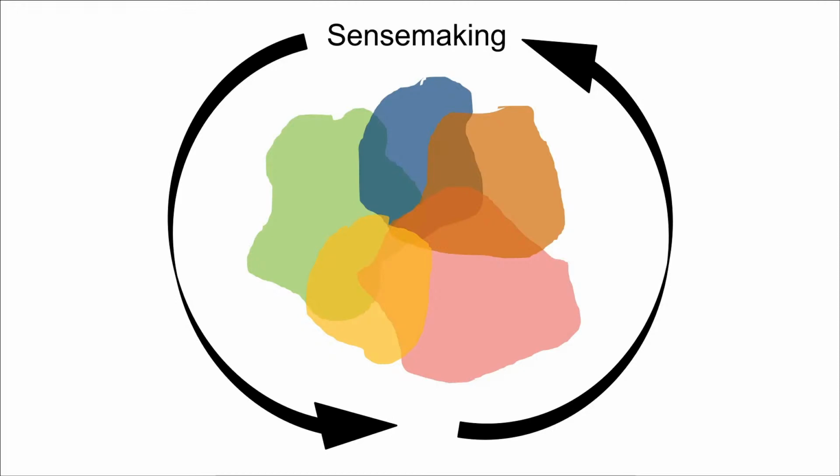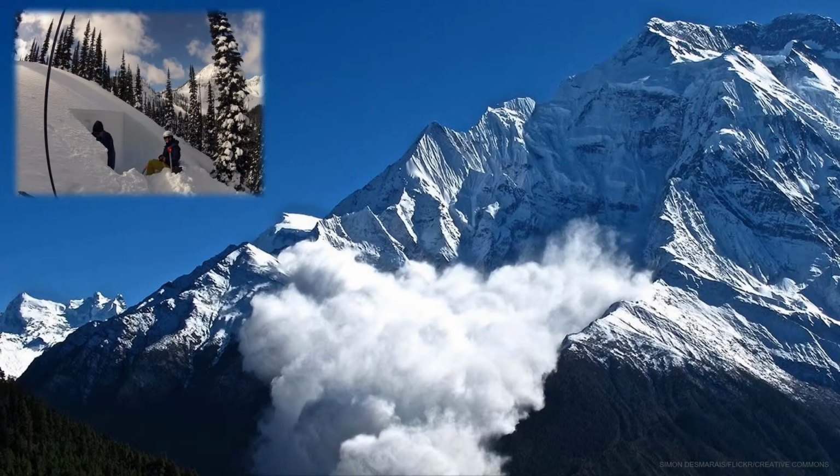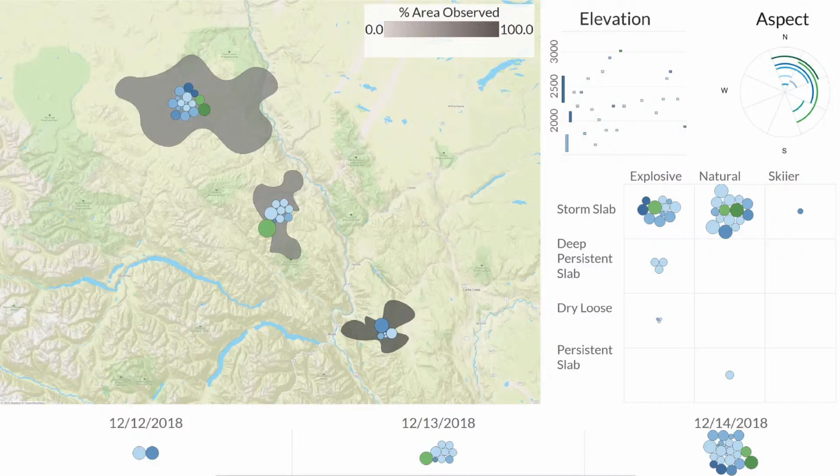Evaluating alternative interpretations is an essential part of complex sense-making, but the resulting ambiguity is rarely considered in the design of visual analytic systems. Avalanche forecasters rely on sparse and human-produced data to assess avalanche hazards, often resulting in ambiguous interpretations. We used simple glyphs and unit visualizations to specifically consider and support ambiguity in the avalanche forecasters' sense-making processes.